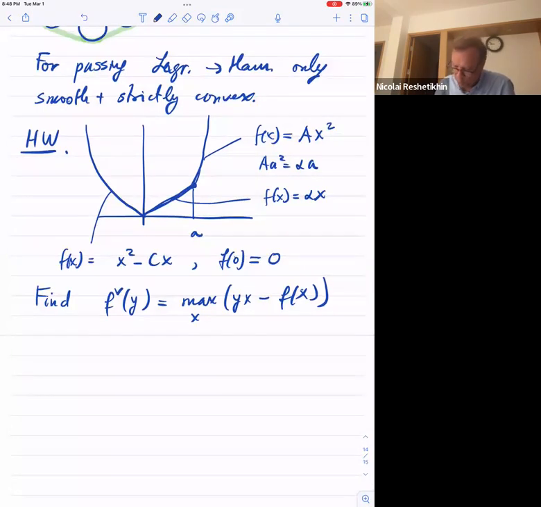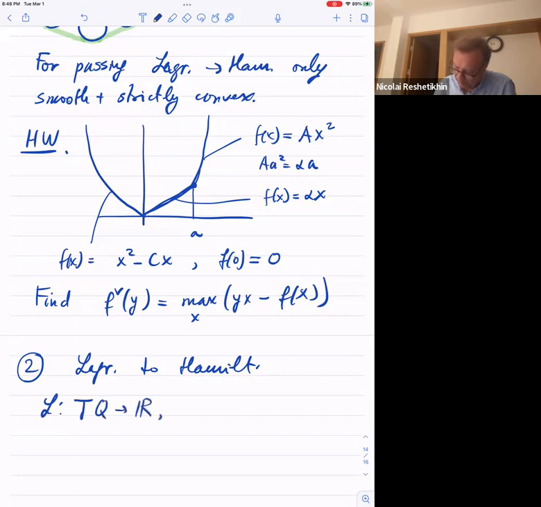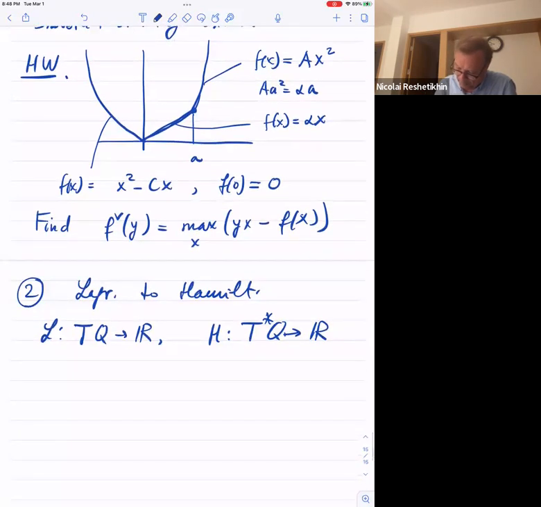I think let's stop now. So next time is passing from Lagrangian to Hamiltonian function. Lagrangian will be a function on the tangent bundle, and the Hamiltonian is a function on the cotangent bundle. And so the definition of the Hamiltonian is just the Legendre transform in the tangent directions.